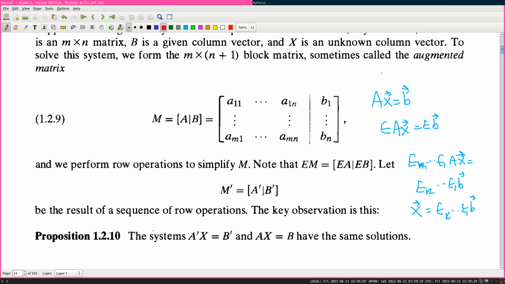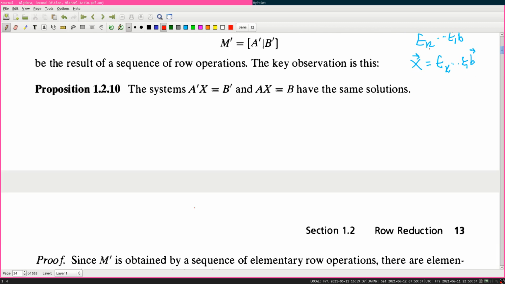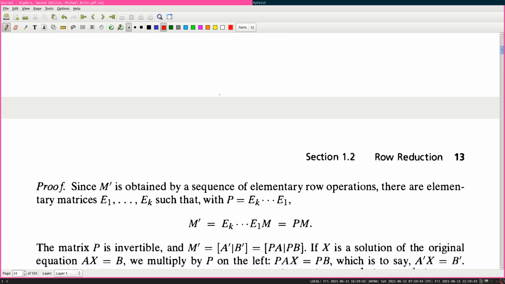The key observation is this. Proposition 1.2.10: the systems A prime x equals b prime and Ax equals b have the same solutions. It's such an opaque way of stating it.